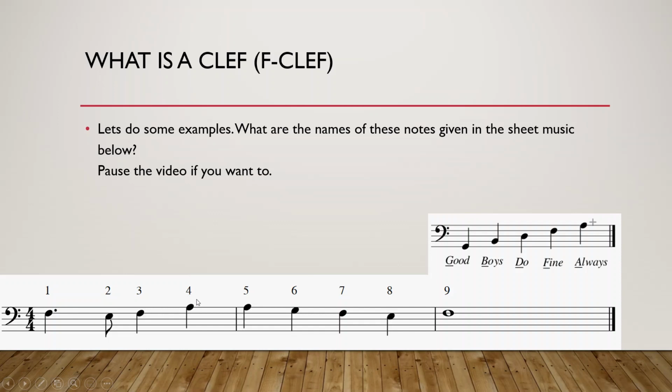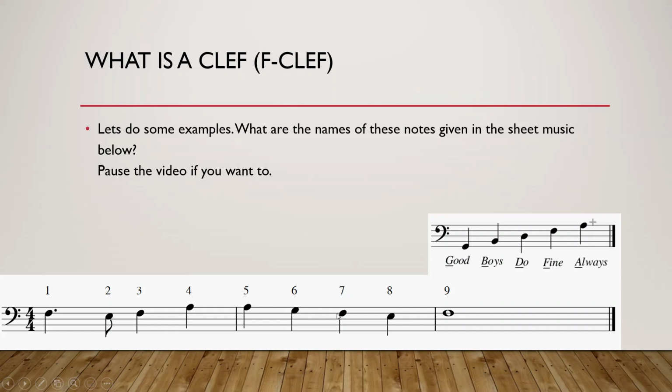The fourth note was the sentence again, good boys do fine always. Always, A. 4 is an A. Or you can go from the third note, which is an F, the between lines is G, and after G comes A again. So 4 and 5, same position, 4 is an A, 5 is an A, and then 6 is a G, because it's between F and A: F, G, A.